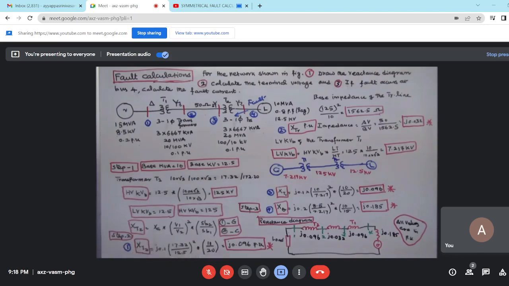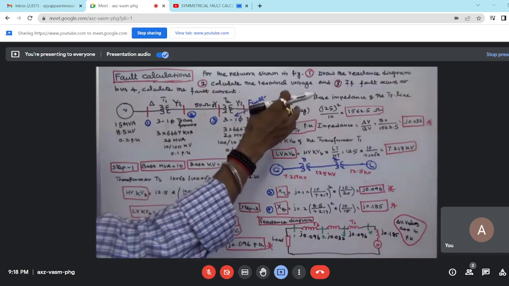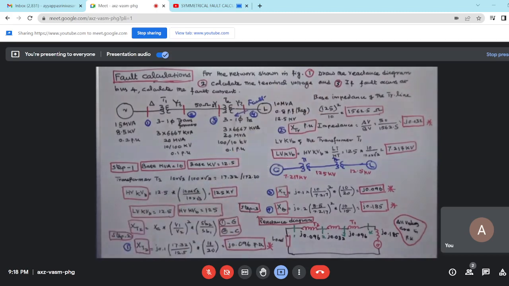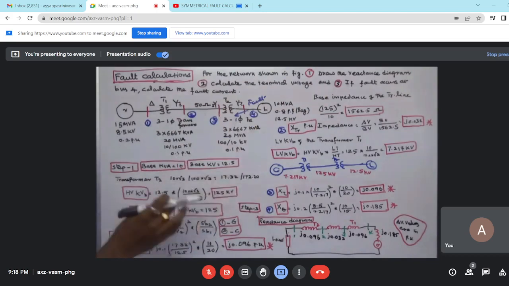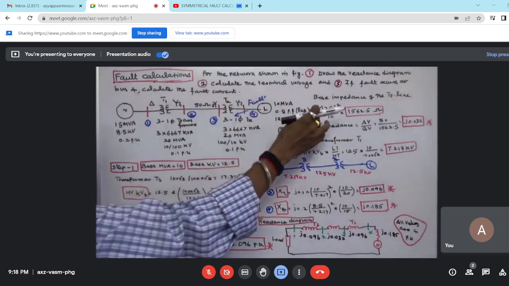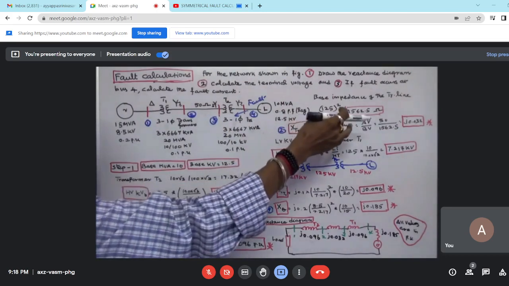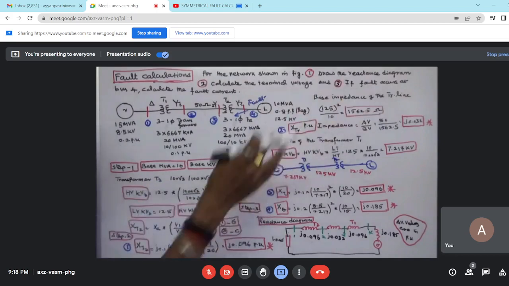into SB2. SB2 is 10. This value base MVA divided by given value 20. That is equal to j0.096 per unit. Next, I have to calculate the base impedance of the transmission line. Voltage is 125. 125 square divided by base MVA. 125 square divided by 10. That is equal to 1562.5 ohms.